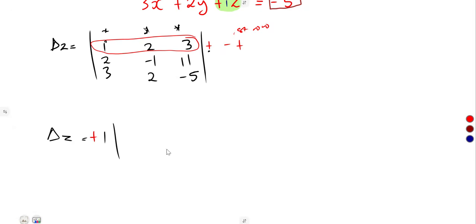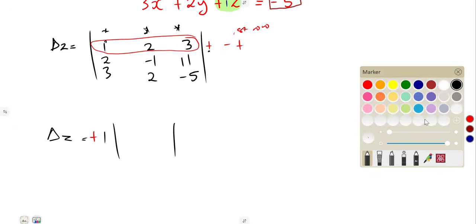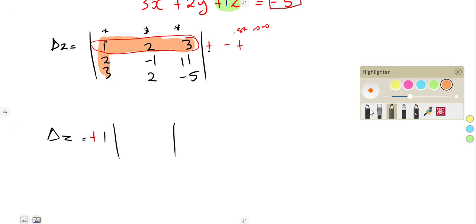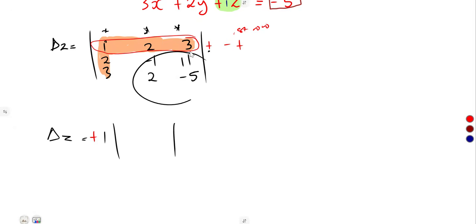Then the determinant of 1: close the row and column where that element 1 is. So this is the column where that 1 is. You'll be left with this part. This is your determinant: -1, 11, 2, -5.